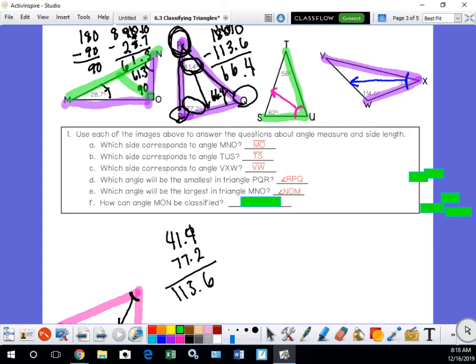All right, on F it says, how can angle MON be classified? So we're talking about our first angle, our first triangle there. So that angle is going to be a right angle, the one that we just labeled, because it's a 90-degree angle.